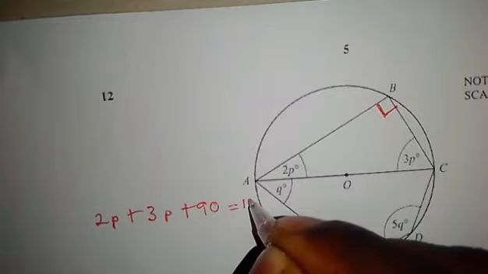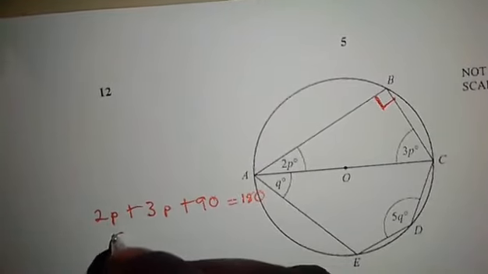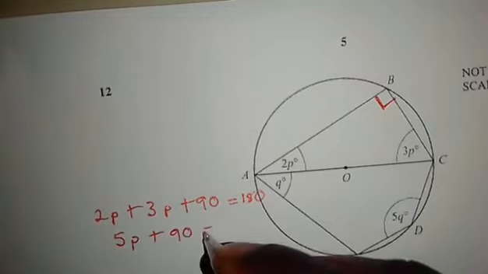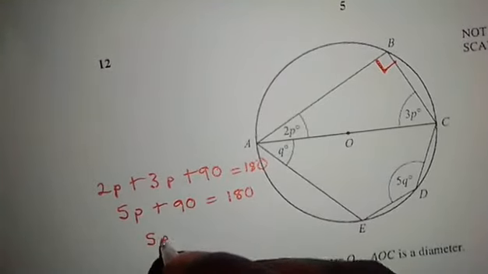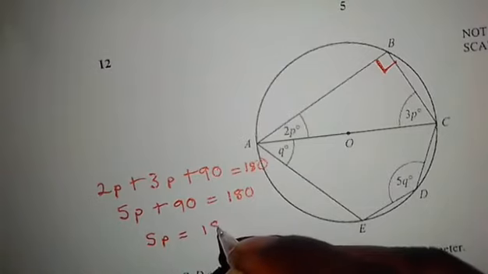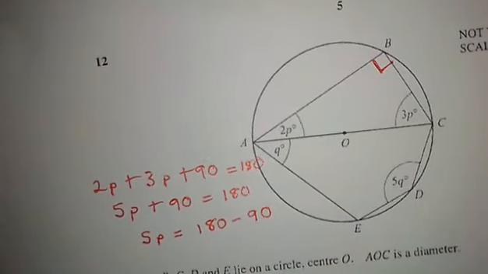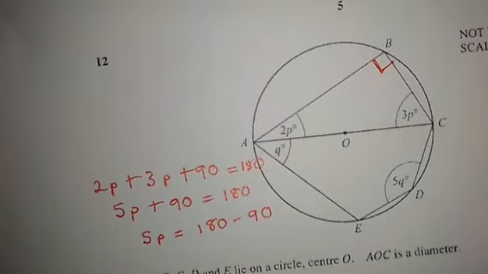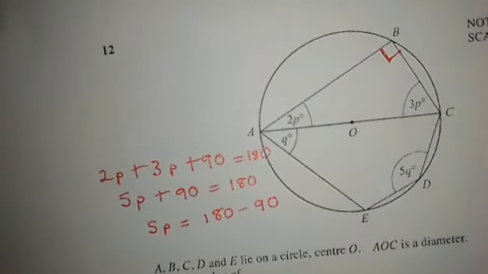Those three angles add up to 180 degrees. So 2P plus 3P, like terms give us 5P plus 90 is equal to 180. So I take 90 degrees across to 180, but it changes sign, it becomes minus 90, because if a term crosses over the equal sign it mutates its original sign. So if it was plus 90 it becomes minus 90. Even grade 7 learners know that rule.